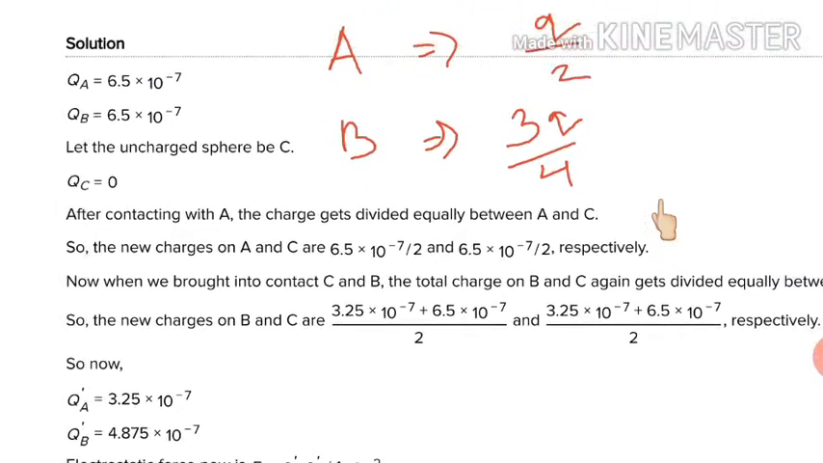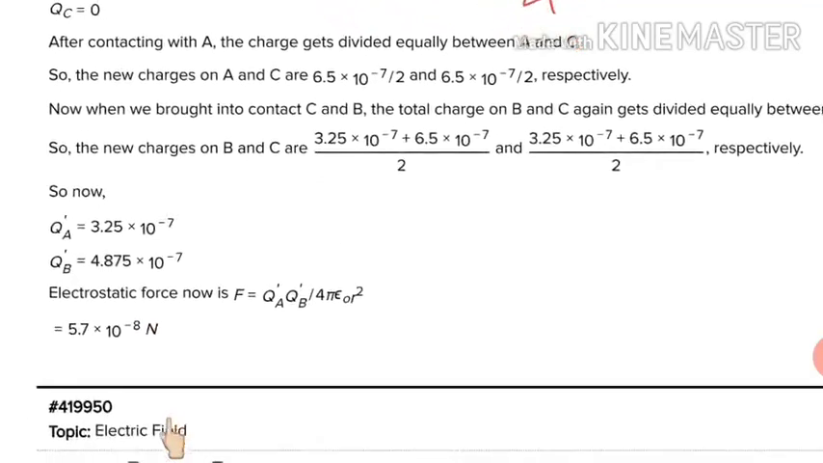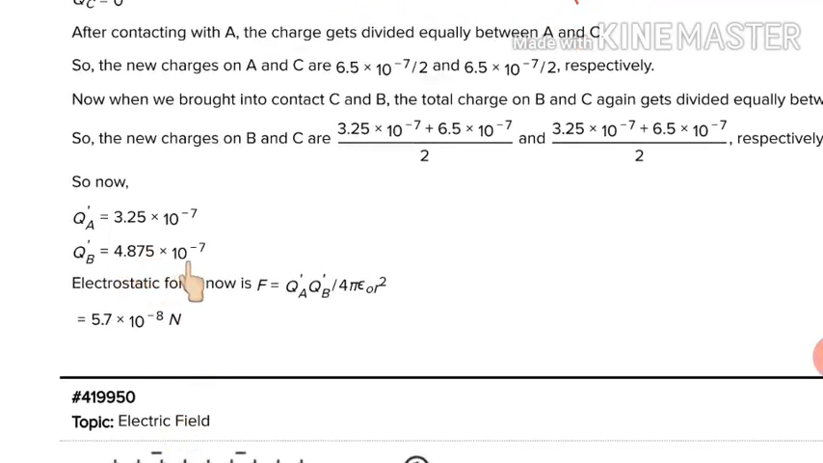Charge on A, as it was, the value of Q is how much? 6.5 into 10 to the power minus 7. But the new charge is Q by 2. So 6.5 into 10 to the power minus 7 divided by 2 will give you what? 3.25 into 10 to the power minus 7. Charge on B was 6.5 into 10 to the power minus 7. But now the new charge on B is 3Q by 4. So now 3 into 6.5 into 10 to the power minus 7 divided by 4 will give you which value? 4.875 into 10 to the power minus 7. And now we got the new charges on these two spheres.